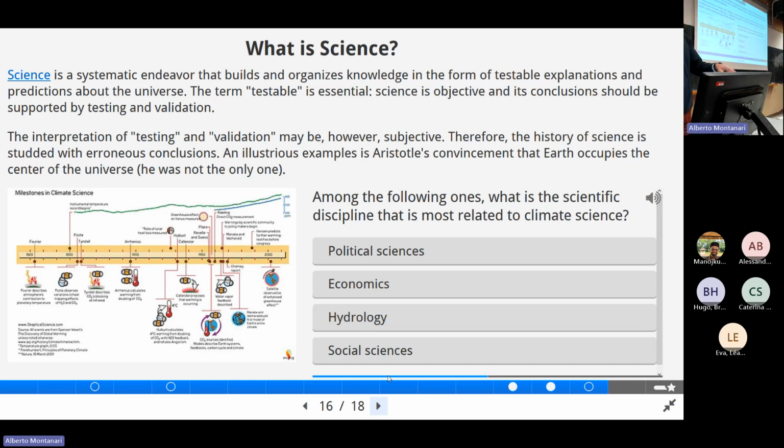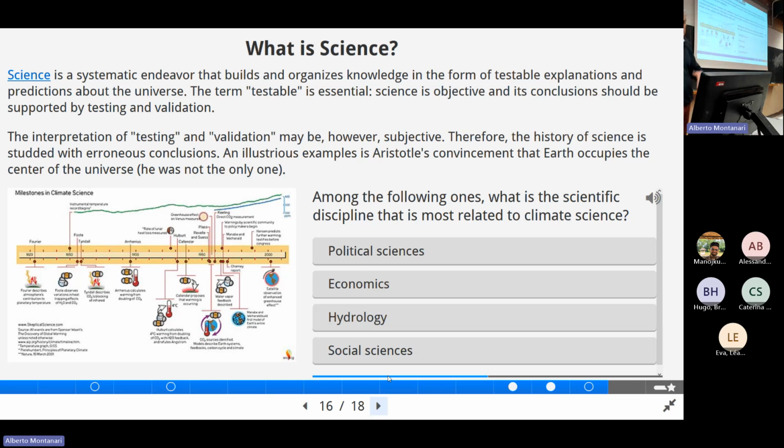Okay, here, the second sentence: the interpretation of testing and validation may be, however, subjective, unfortunately. And therefore, the history of science is studded with erroneous conclusions. An illustrative example is Aristotle's conviction that the Earth occupies the center of the universe. He was not the only one, by the way.